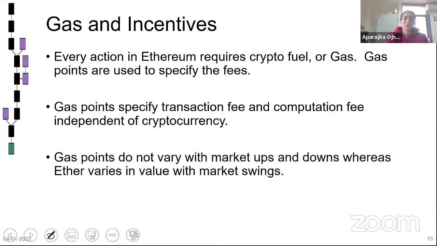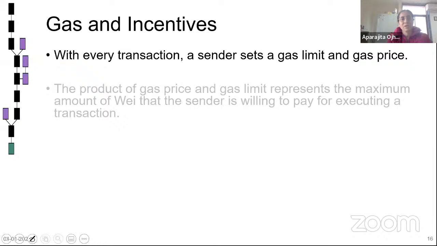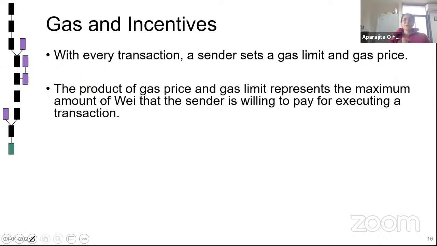So gas points do not vary with market ups and downs, whereas ether varies in value with market swings. And ether has specified gas points for each type of operation, right? So for each transaction, how many floating point operations do you require to do a specific calculation, the sum of a series or anything that you want to do? How many floating point operations do you want to do?